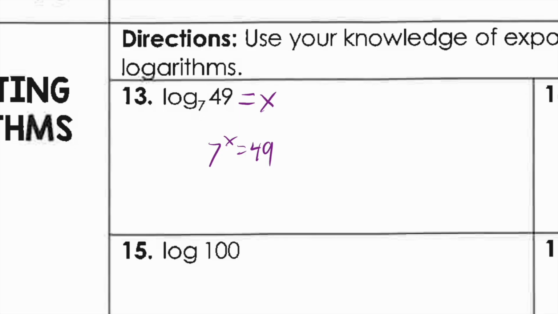So 7 to the power of 2 would be the answer. So our answer is 2. Now you don't technically have to put x equals 2 because there is no x. So the answer is just 2, because that's what the power of 7 to get to 49 would be.